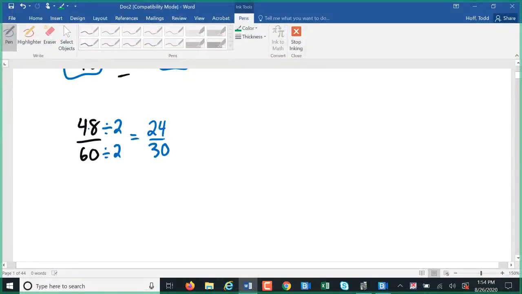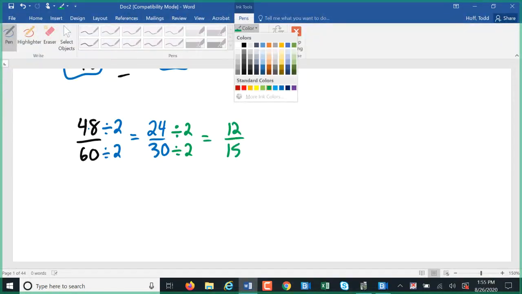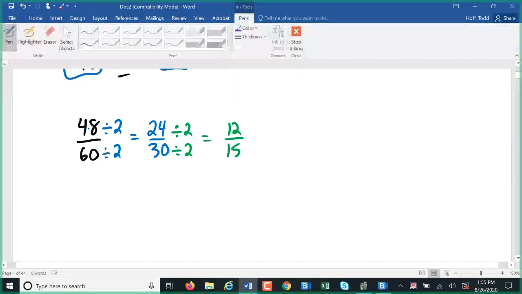Both 24 and 30 are still even numbers, meaning they can still both be divided by 2. 24 divided by 2 is 12. 30 divided by 2 is 15. Now the 15 is an odd number. We can't divide that by 2 anymore. But if we look close, we see that both of those, 15 and 12, can still be divided by 3. 12 divided by 3 is 4. 15 divided by 3 is 5. So 48/60 reduces to 4/5.